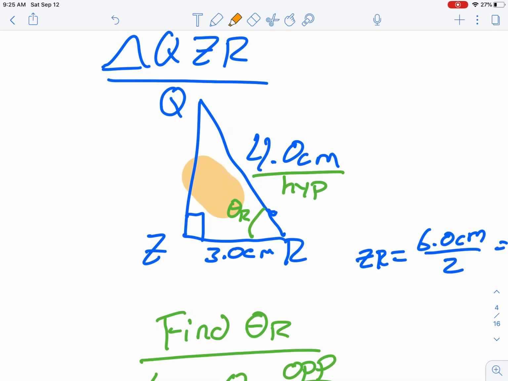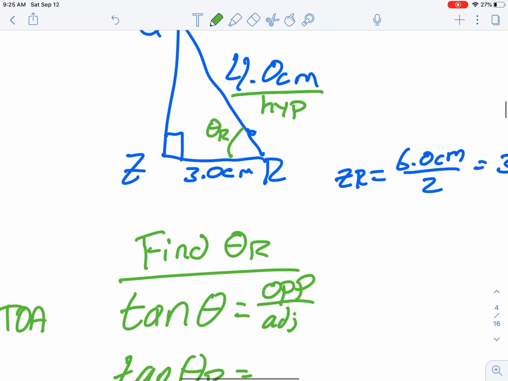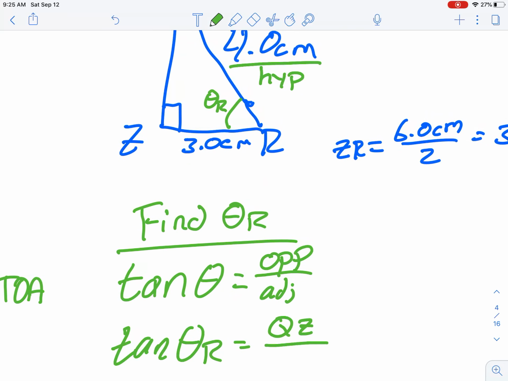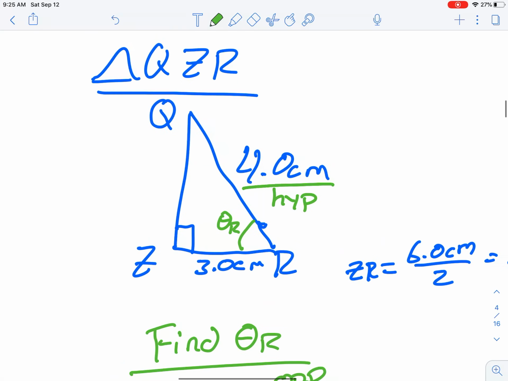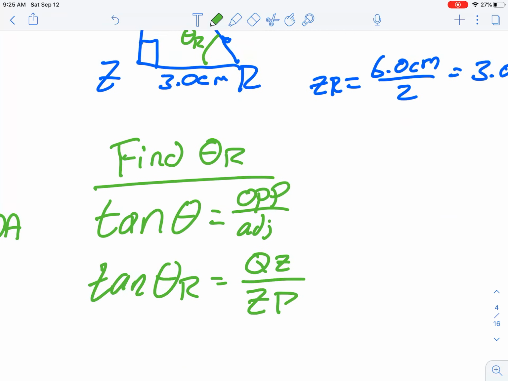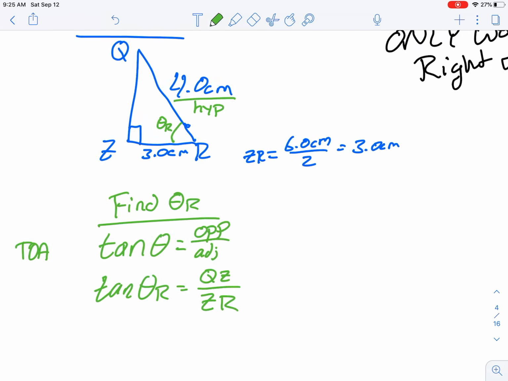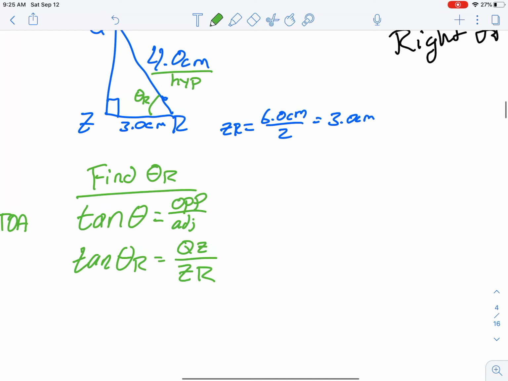So the opposite side length from angle R is Q to Z. So I'm going to write that. So tan from the perspective of R equals Q to Z. And your adjacent side length, remember, it cannot be hypotenuse, so the side beside it would have to be 3 centimeters. So this will be Z to R. Okay. Now, we don't have Q to Z, but remember, we can use Pythagoras. So let's now find Q to Z.